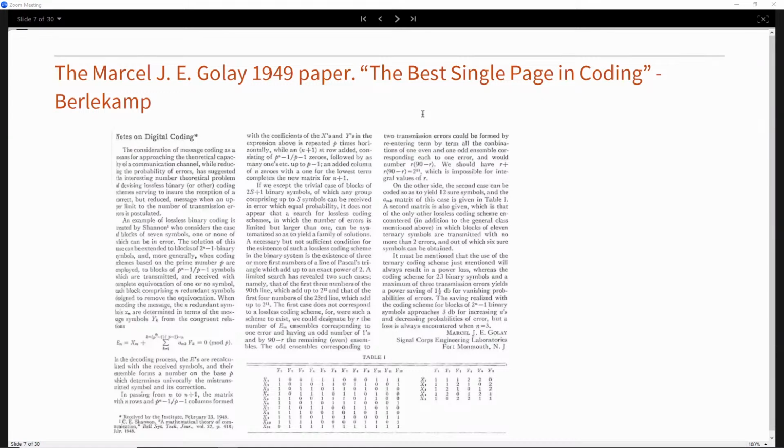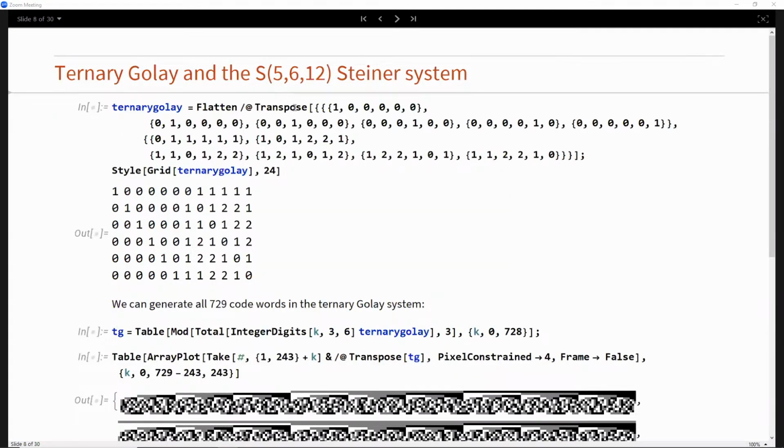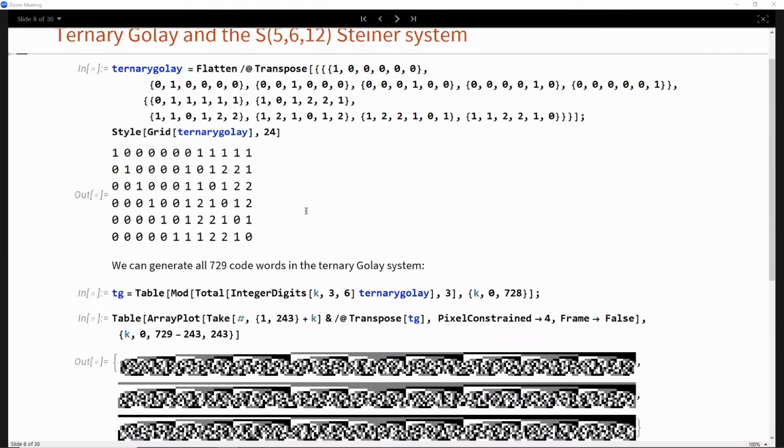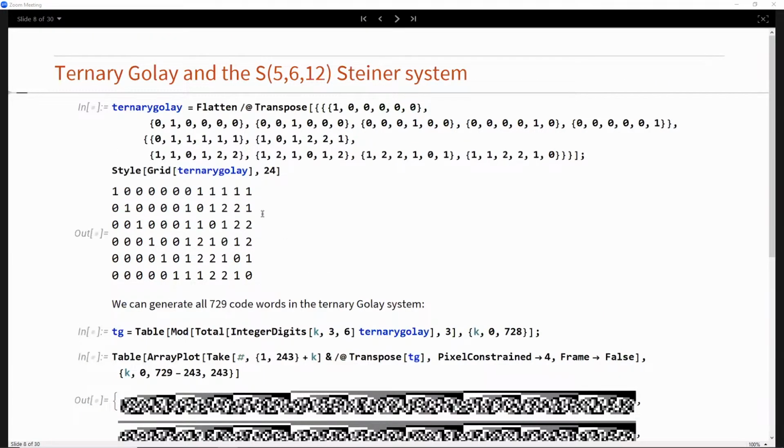And this betting pool scheme was found for this particular system a few years earlier. In the ternary Golay system, here's a way of generating them. You've got these 6 generators, and if you add up all possible combinations of 0, 1, or 2 of these columns, you get all 729 codes of the ternary Golay code.